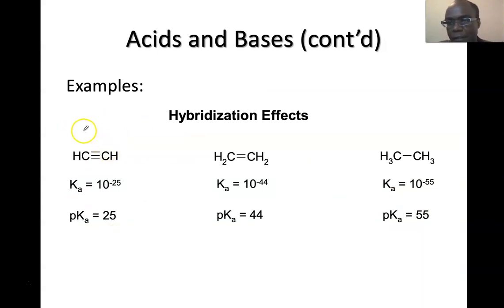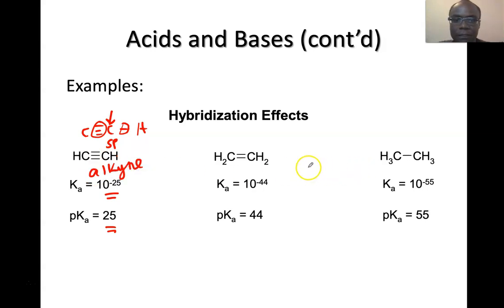Hybridization. Remember, for alkynes, this has two electron domains, so it's sp hybridized. The Ka value here is the largest, which means alkyne will be the strongest acid. The pKa is the smallest, which means again the alkyne is the strongest acid of these hydrocarbons, followed by this one, which is sp2. Now let me draw the Lewis structure so you can know why it's sp2.